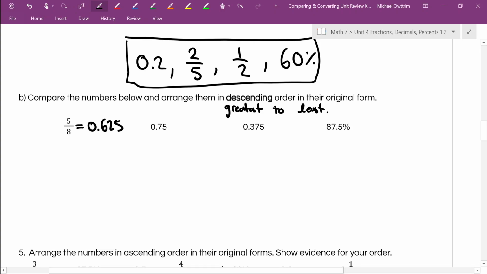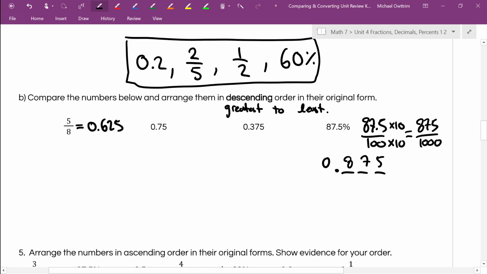And then 87.5 is 87.5 out of 100. So we're reaching the hundredths place. We've got our 5. Oh, oops, sorry, we've got to convert that first. Gives us 875 out of 1,000. So that is reaching the thousandths place. 5, 7, 8 is our decimal.